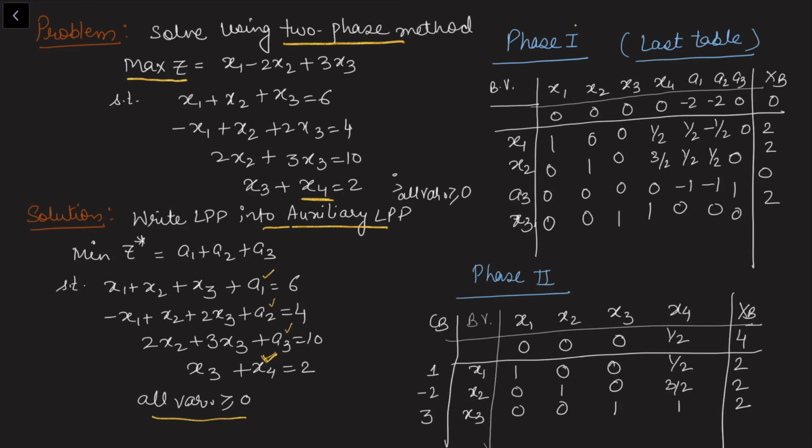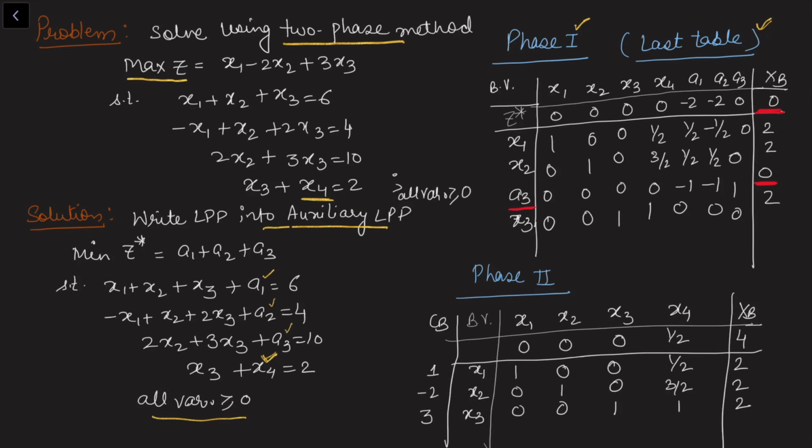And so we can construct the phase 1 first table. Here I have only shown the last table. The other calculations are usual, and I am sure you can construct the other tables. So this is z star. In the last table I got z star as 0. So you notice here this is 0, and an artificial variable is appearing in the basis at 0 level.